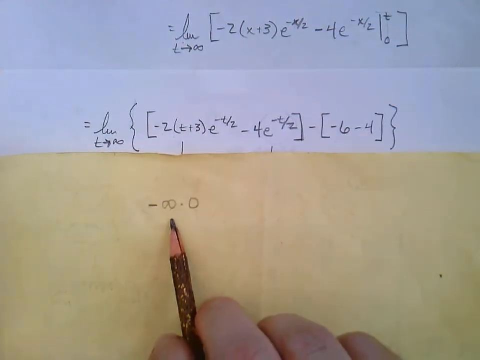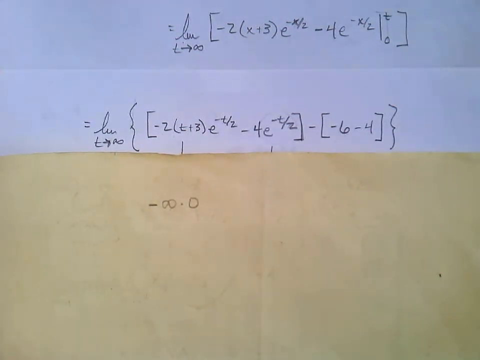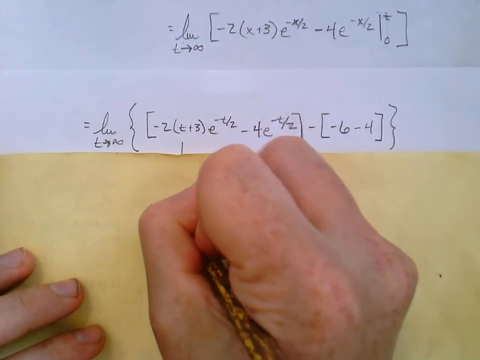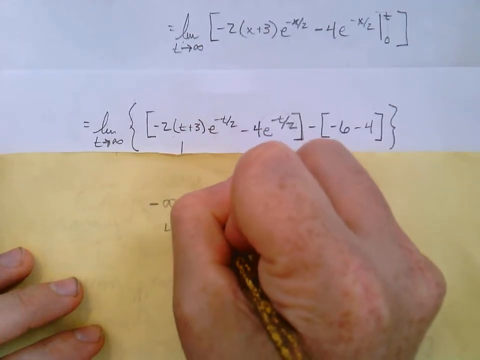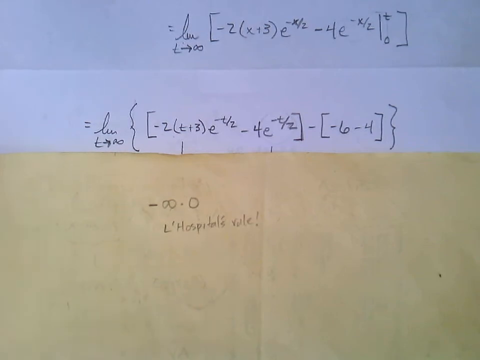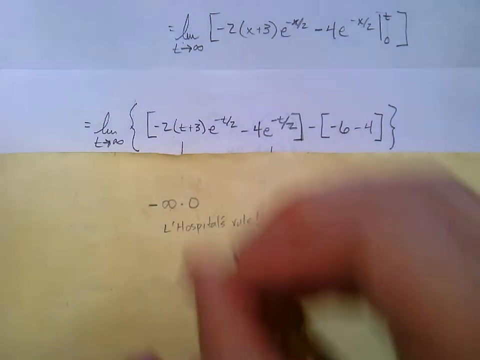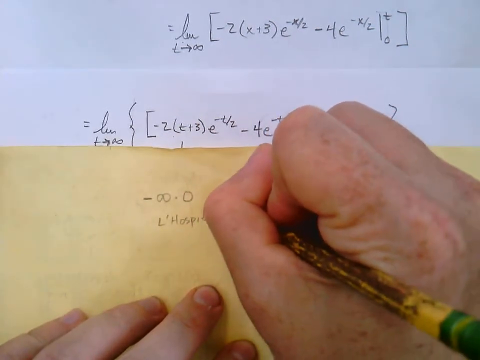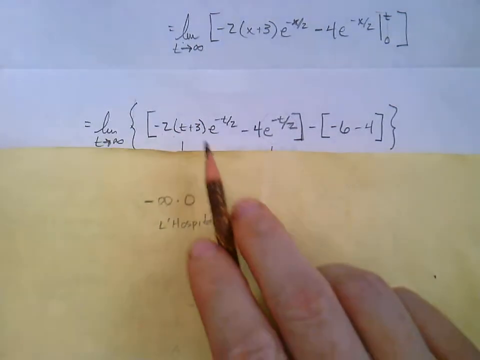Do you guys remember what we should do with a situation like negative infinity times 0? You remember that from Calc 1? That is an indeterminate form. We need L'Hopital's rule. Oh, man. Okay. It's all coming back. Okay, so that'll be true for this part.